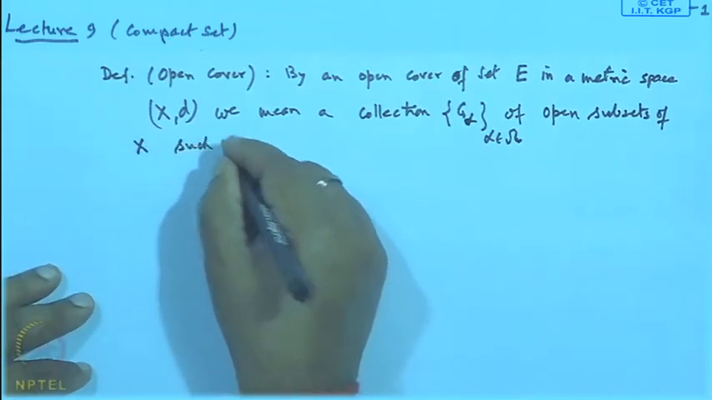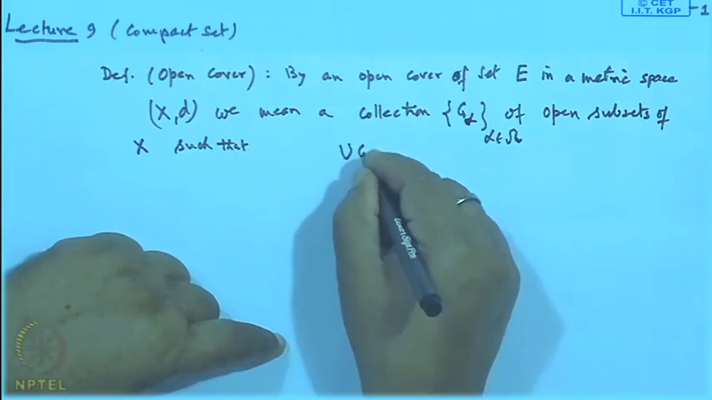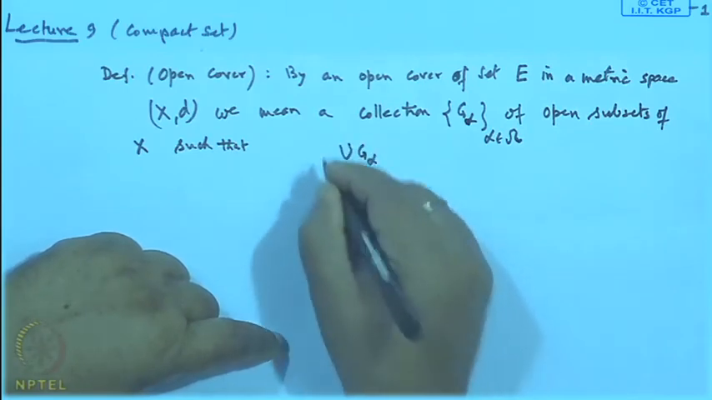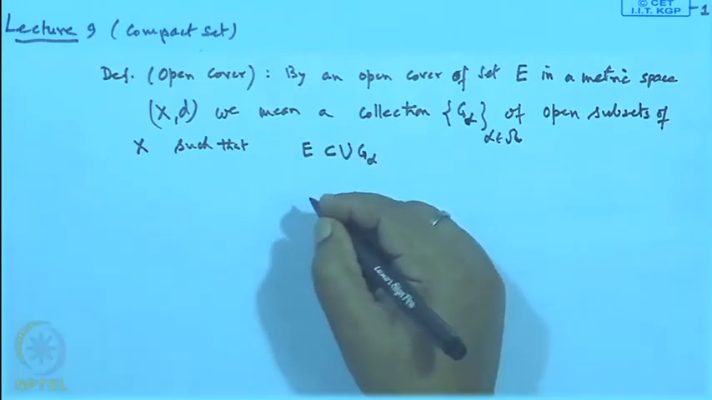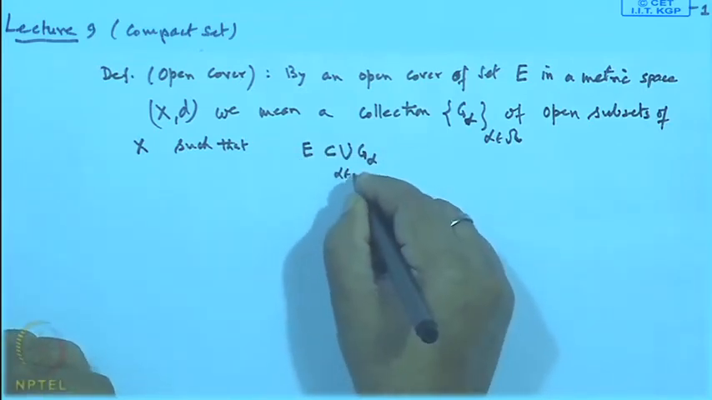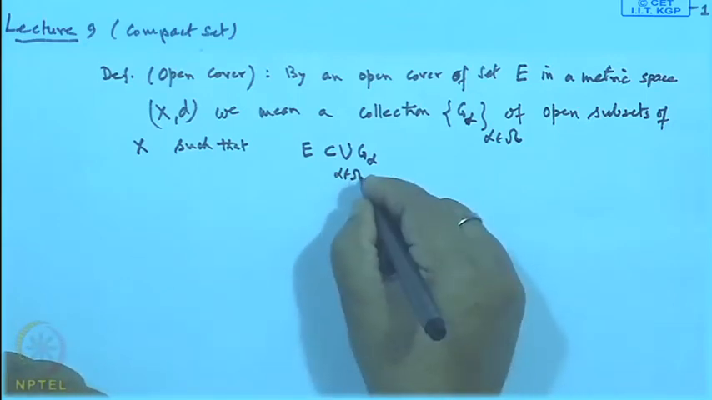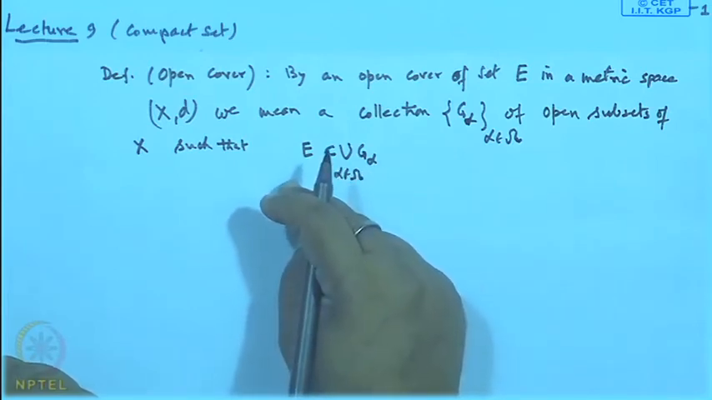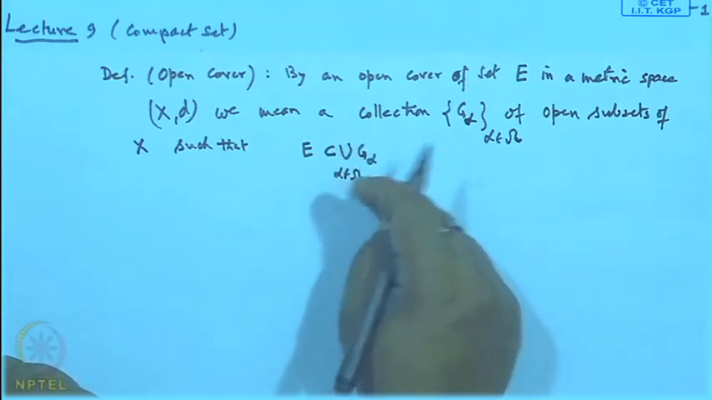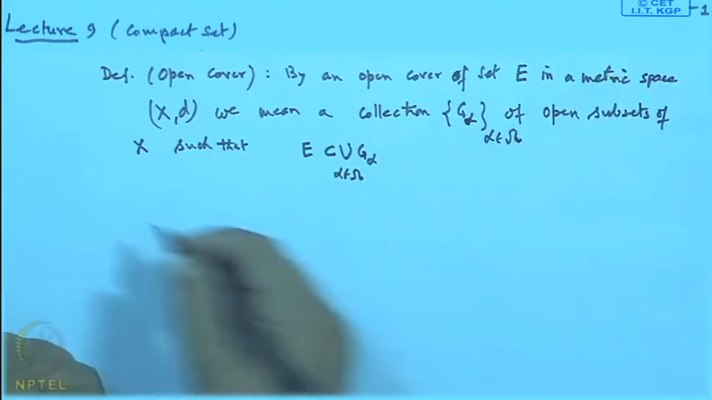such that the arbitrary union of these open sets G alpha covers E, when alpha belongs to omega. Okay. So, if a collection of open sets has an arbitrary union that covers E, then we say this collection of open sets in the metric space (X, d) is called an open cover for E.